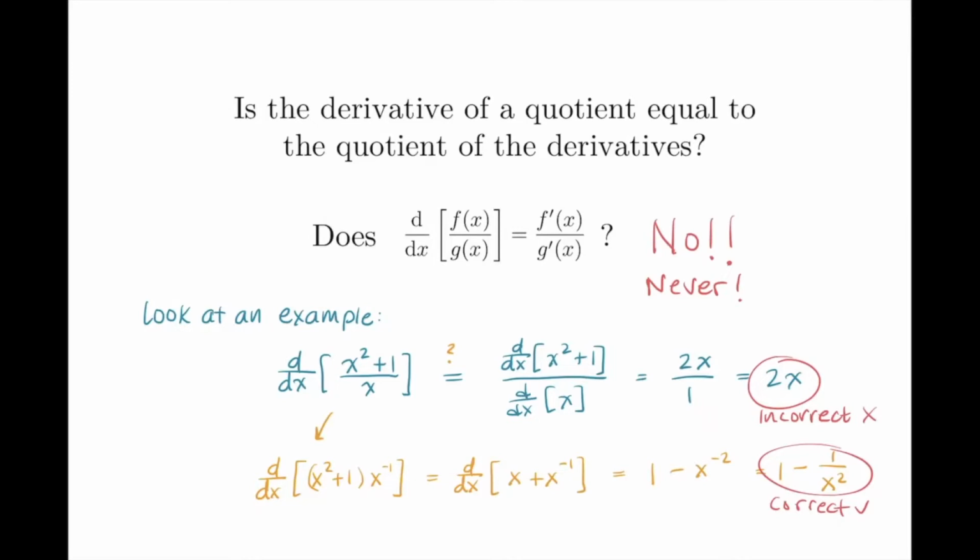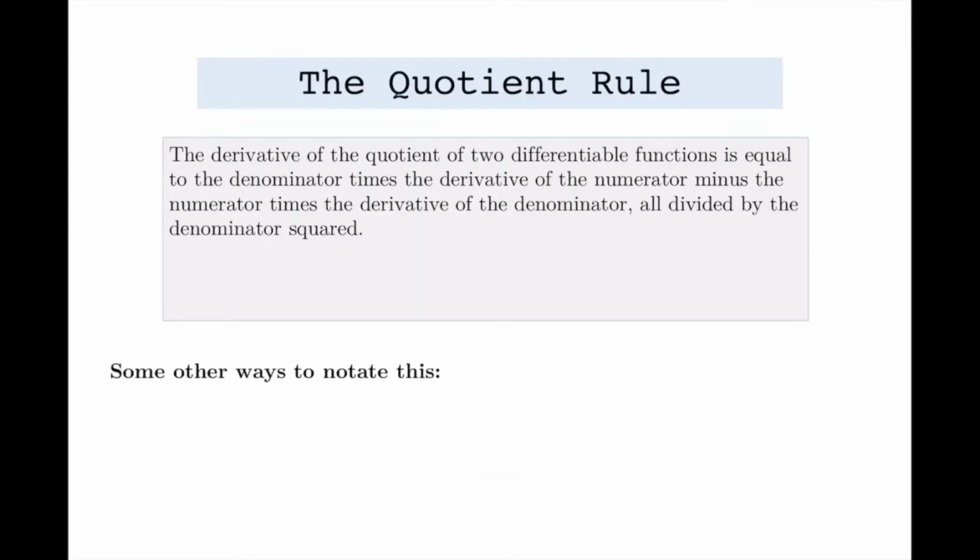So here it is. The quotient rule says that the derivative of the quotient of two differentiable functions is equal to the denominator times the derivative of the numerator minus the numerator times the derivative of the denominator, all divided by the denominator squared. What a mouthful.